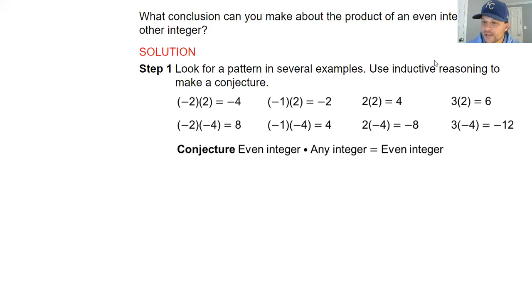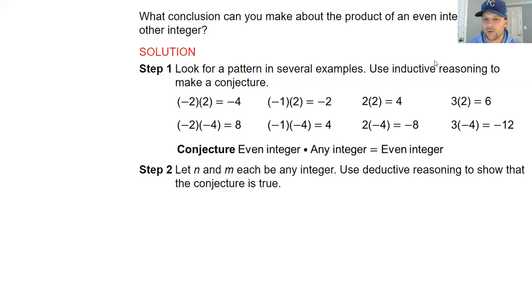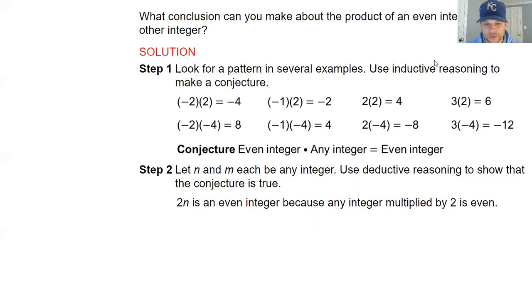Any even integer times any number is always going to be an even answer. So look at all of our answers. -4, even. -2, even. 4, even. 6, even. So anytime you multiply an even integer times any integer, no matter what, it's always going to be even. So you could set some variables as n and m as your any integer, and we're going to use deductive reasoning to show that the conjecture is true.